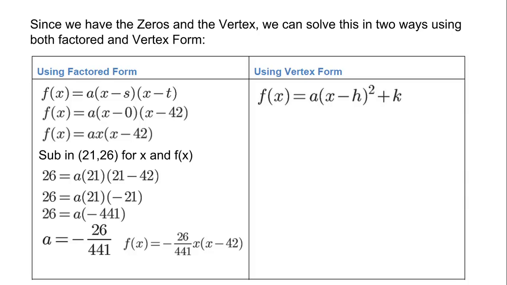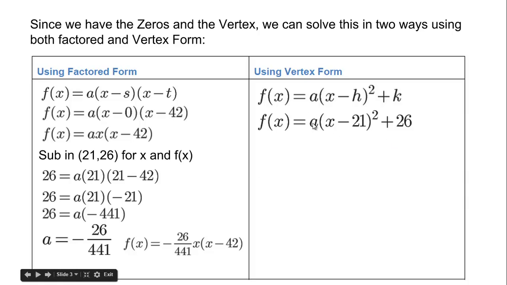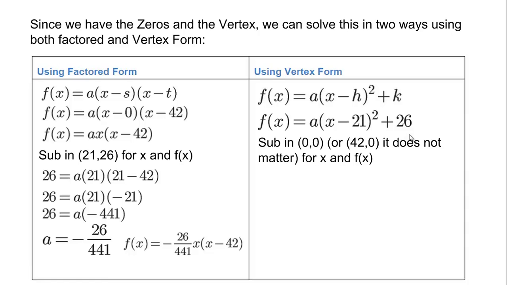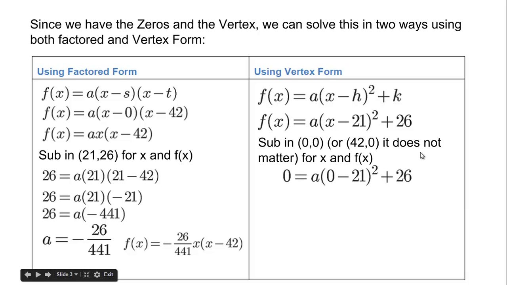Vertex form, we've got the general vertex form. We just start out with that. Sub in the vertex, 21, 26. Now we're in the same situation where we've got an equation, we need to find a. And so we actually have to sub in a point. Now we can't sub in the vertex, so we actually just sub in one of the zeros, 0, 0 or 42, 0. It really doesn't matter. 42, 0 is actually probably easier in this case because you're taking a positive number, subtracting a negative, rather than doing 0 minus 21. But it doesn't really matter.